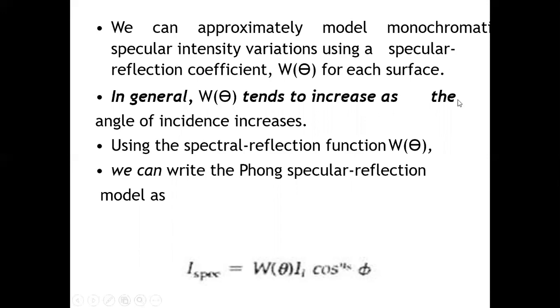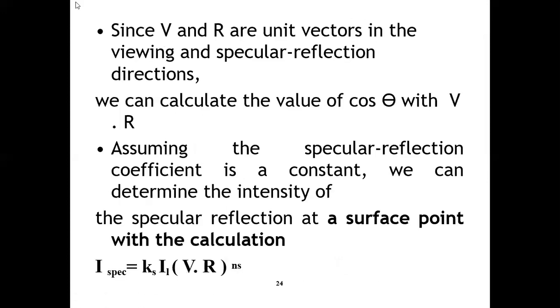This W of theta tends to increase as the angle of incidence increases. Using this specular reflection coefficient, we can write I spec, IL comma spec, equal to W of theta into IL into cos to the power of ns into phi. This is the Phong specular reflection model, that is, I spec is equal to W of theta into IL into cos to the power of ns phi.